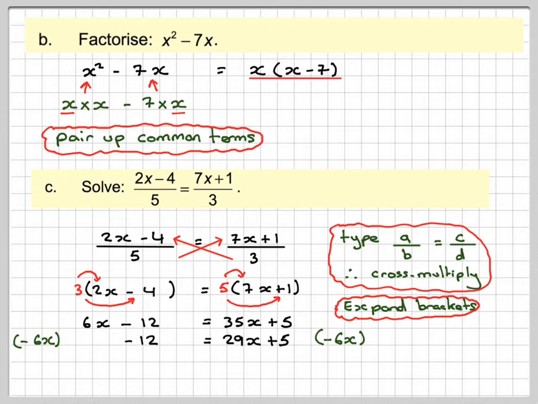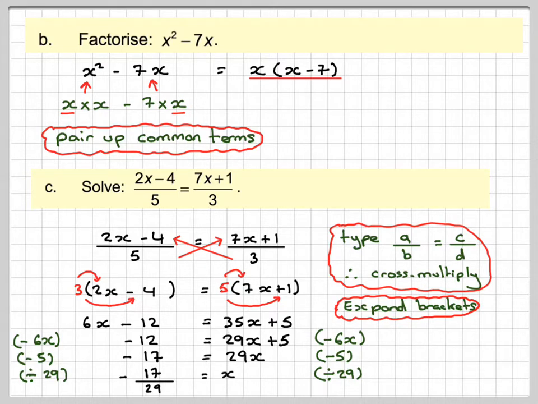And then on this side you're going to get 35x take away 6x, which is 29x, and we've still got plus 5. Then we'll subtract 5 from both sides, and we're going to get minus 17 on this side. Taking away 5 from minus 12 is minus 17, and then 29x on this side, and no 5 because we've subtracted it. Then dividing by 29, we get that x is equal to minus 17 over 29.